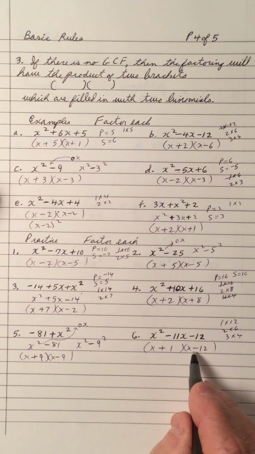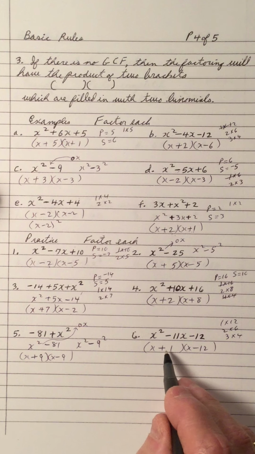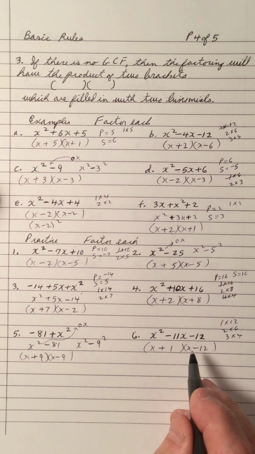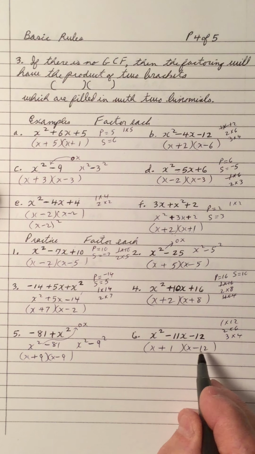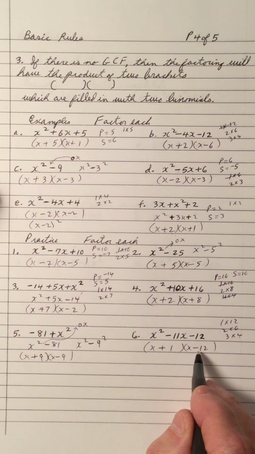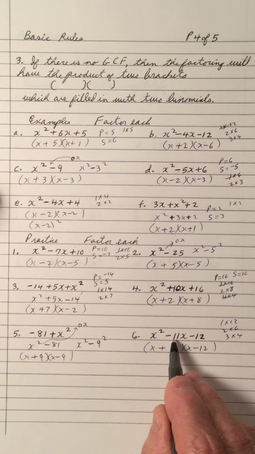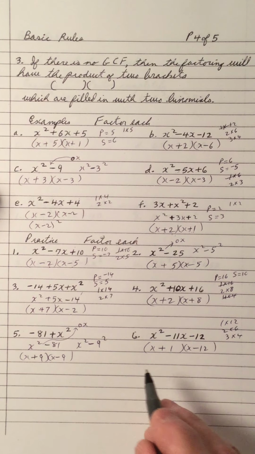Even though I put a plus and a minus, which I always do when the signs are different, I do plus first, minus second. Then I decide where the larger factor is going to go because I have to add up to give me negative 11.